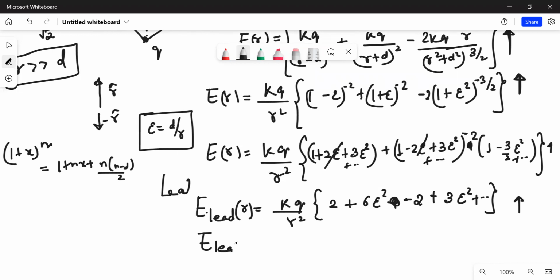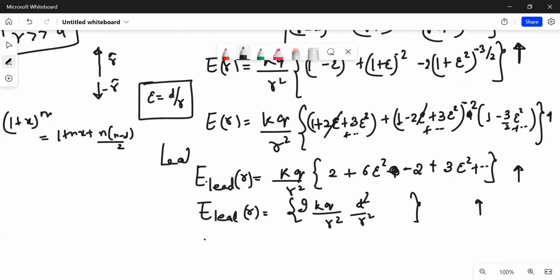So the leading term of the electric field, which is radially outwards, will give you kq upon r squared, and I think there is some 6 plus 3. This would be 9. And what is epsilon? Epsilon is d by r, so epsilon squared will be d squared upon r squared. There would obviously be some terms I'm not interested in. So the leading term of the electric field for this square quadrupole kind of arrangement in the plane is given by kq d squared upon r to the power 4. So your potential would obviously be dependent upon r cubed.